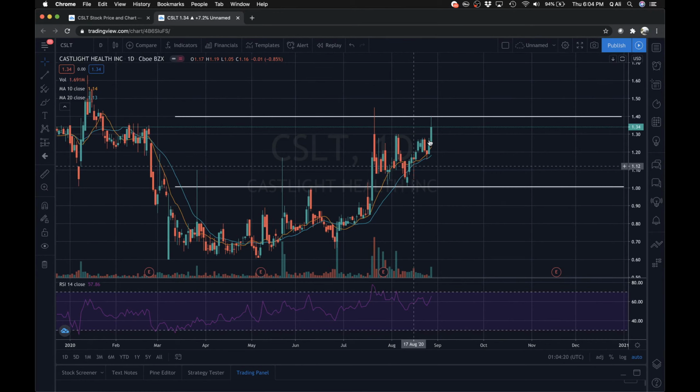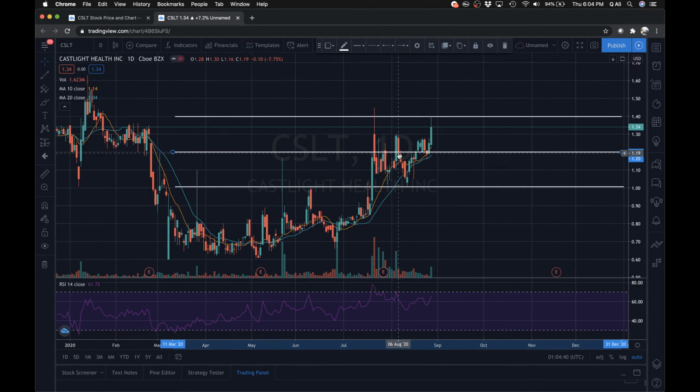Now with that being said, we also have another support that the stock came down and bounced off of multiple times, which is at $1.20. So your primary trading range that the stock is going to stay in is going to be between $1.20 and $1.40. Considering the stock had shot itself into new territory today, you need to consider that the stock is going to need some time to consolidate before it has a full-blown good breakout.